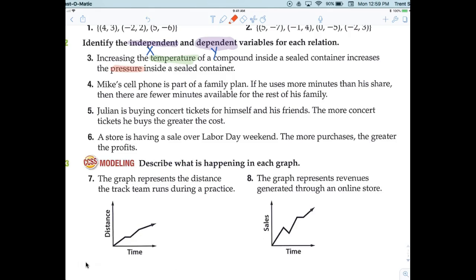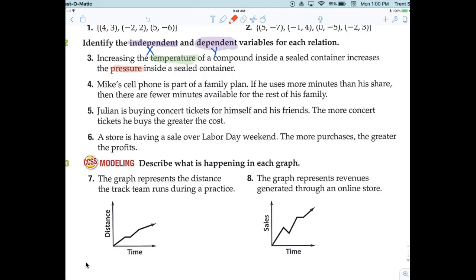So now you're just going to tell me that temperature is the independent, and the pressure is the dependent, because the pressure depends upon the temperature. I'm agreeing with you guys. It's really, really simple. But these are just some vocabulary words that you have to be careful of. Now let's take a look at question number 4.